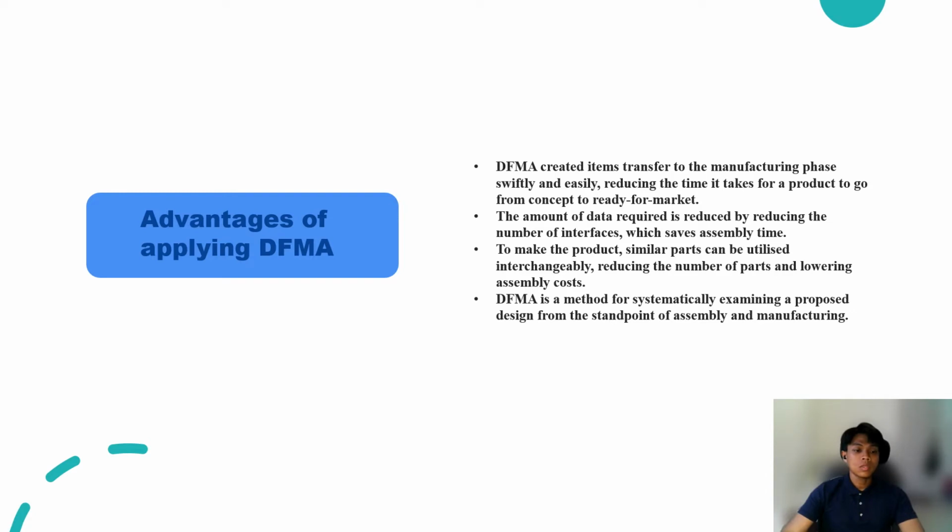DFMA-created items transfer to the manufacturing phase swiftly and easily, reducing the time it takes for a product to go from concept to ready for market. Second, the amount of data required is reduced by reducing the number of interfaces, which saves assembly time. Third, to make the product similar, parts can be utilized interchangeably, reducing the number of parts and lowering assembly costs. Last, DFMA is a method for systematically examining a proposed design from the standpoint of assembly and manufacturing.